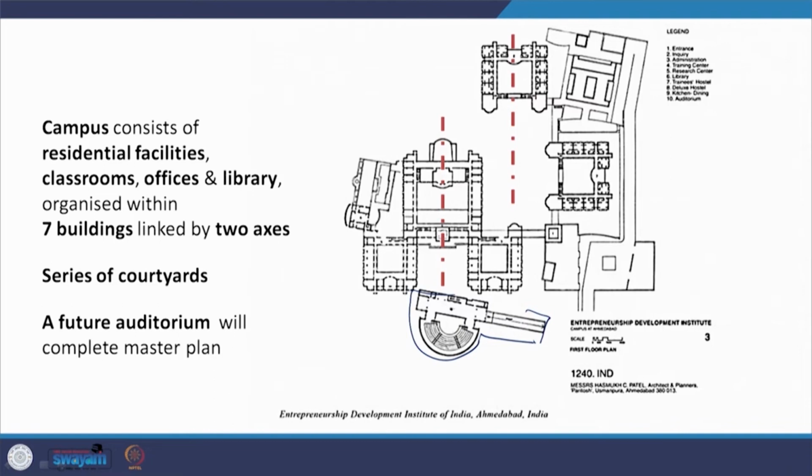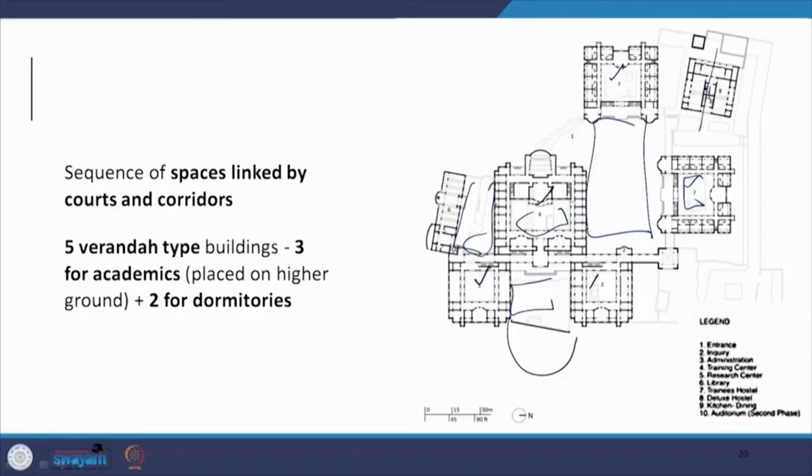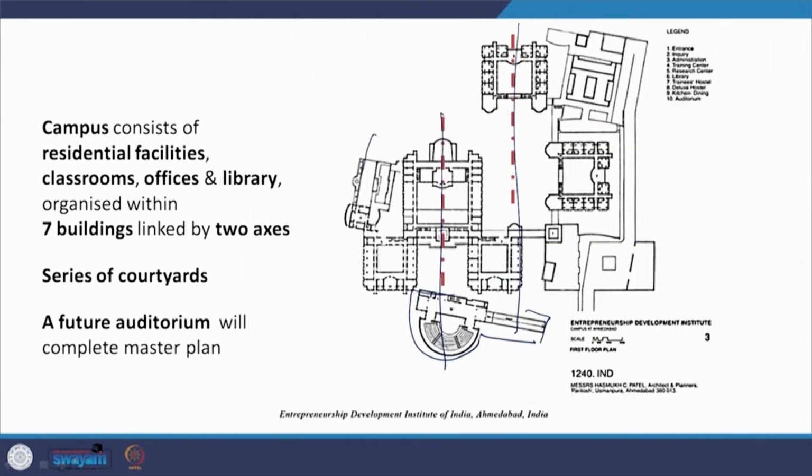The campus consists of residential facilities, classrooms, offices, libraries, organized within these 7 buildings linked by 2 axes. This is the one, this is the other. Please understand that this, I believe, is a conscious attempt by the architect to generate these kinds of spaces. Also, there are diagonal spaces that he creates. What are you reminded of when you look at diagonal spaces? For example, here in the library, or here in the future auditorium. I am reminded again of IIM Ahmedabad.